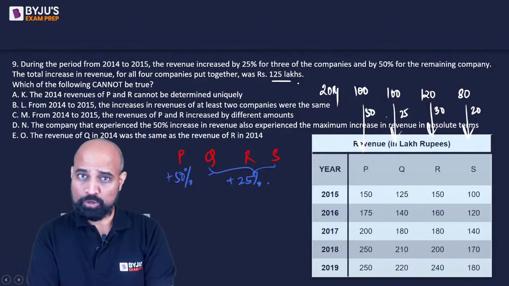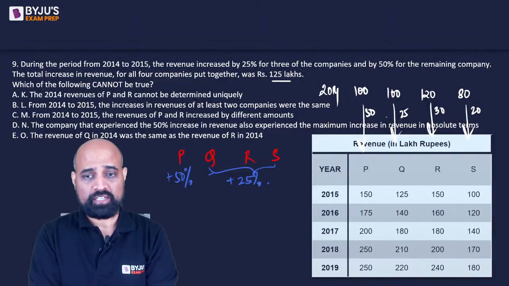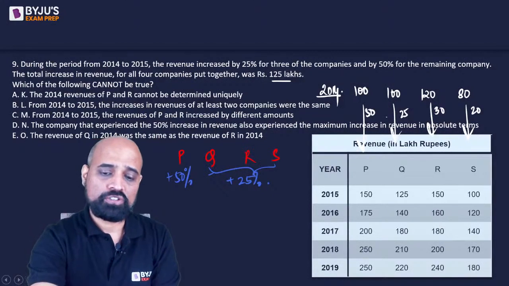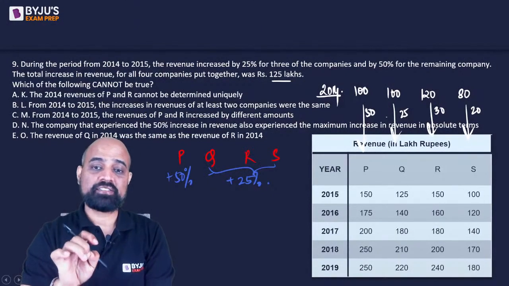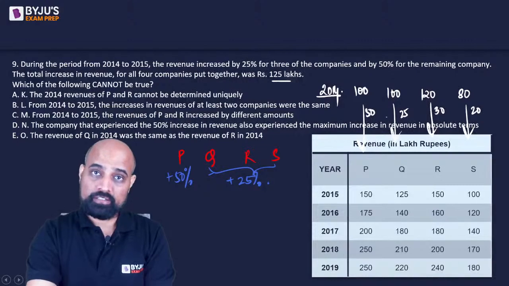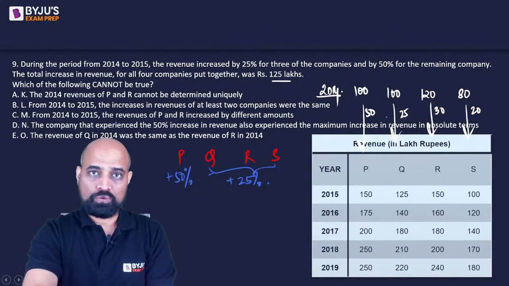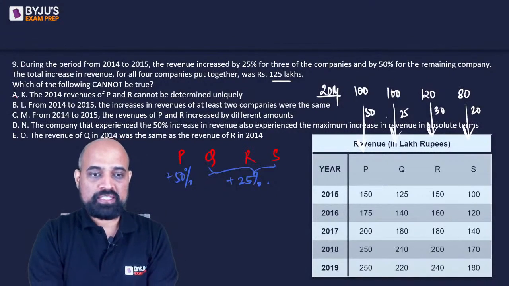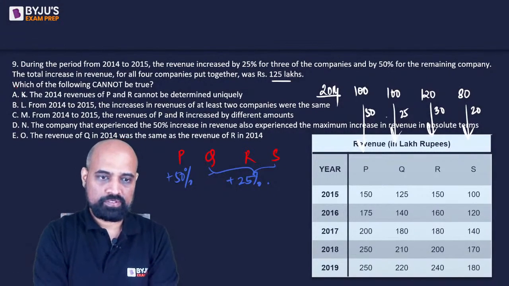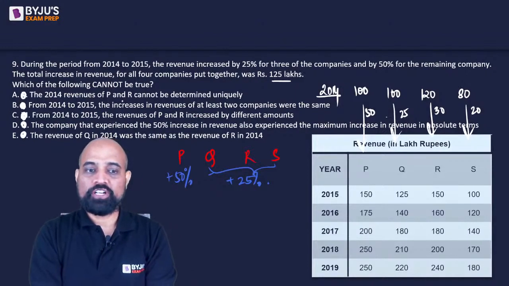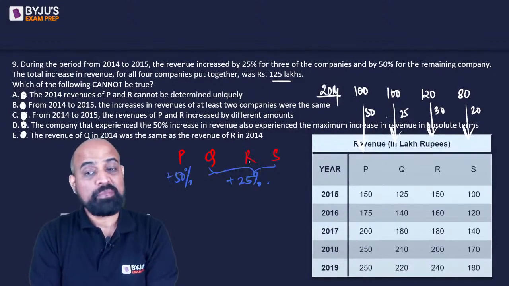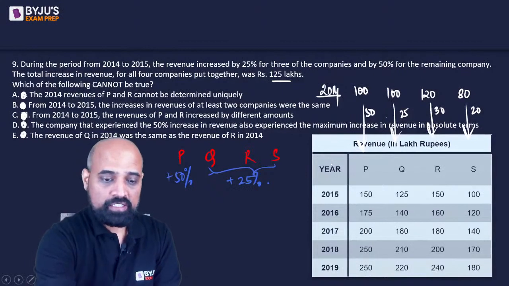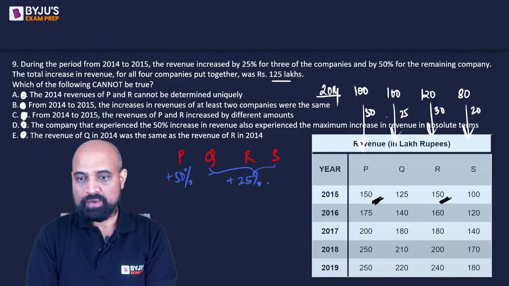Yes, we can have more possibility. पर अभी तक जितना कर रहा है उससे ही let's figure out कौन सा work करेगा. So anything that is true here, because question says cannot be true, वो तो नहीं answer. Okay. So the first one says the 2014 revenues of P&R cannot be determined uniquely. Maybe, may not be. वैसे अगर ध्यान दिया जाए ना तो P&R के values तो same है.